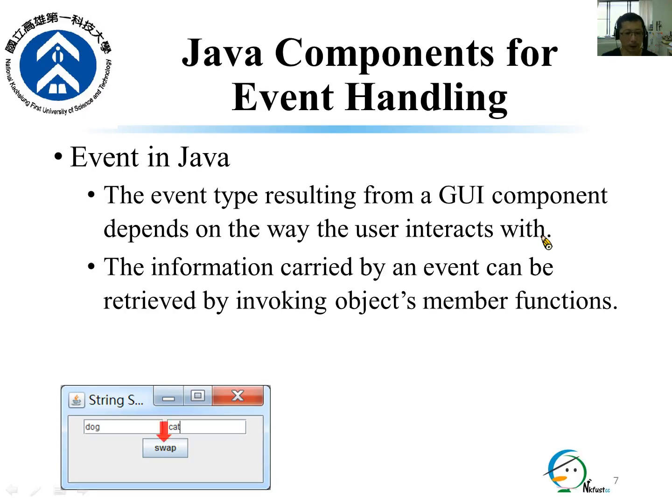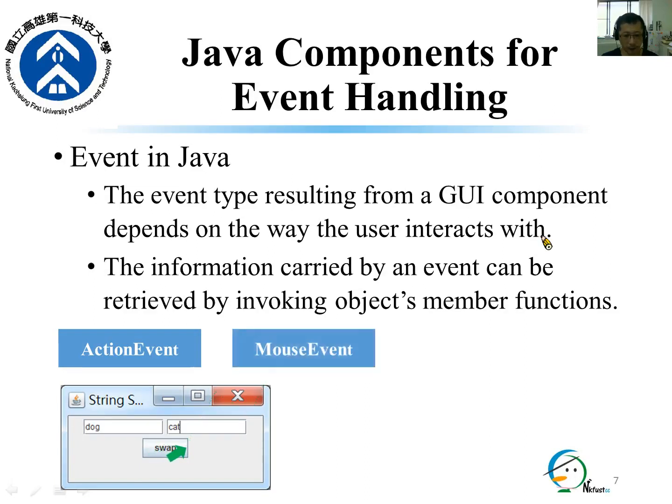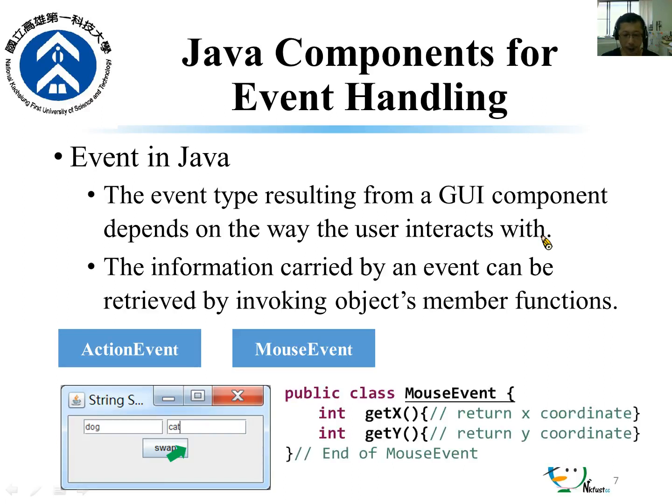For example, pressing the Z button will generate an action event object, but moving the mouse on the Z button will generate a mouse event object. Furthermore, the information carried by an event object can be retrieved by invoking its member functions. For example, the mouse coordinates carried by the mouse event object can be read via its member functions getX and getY.